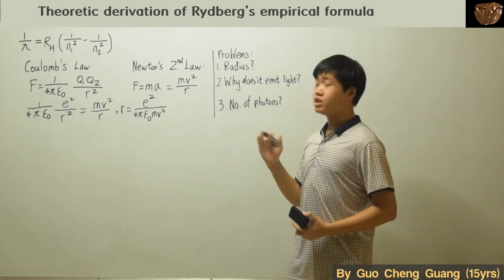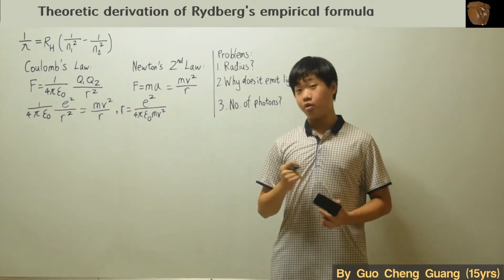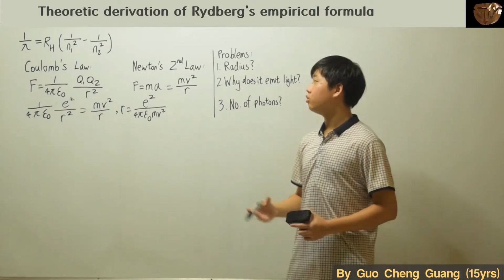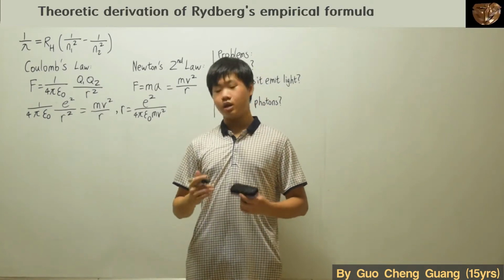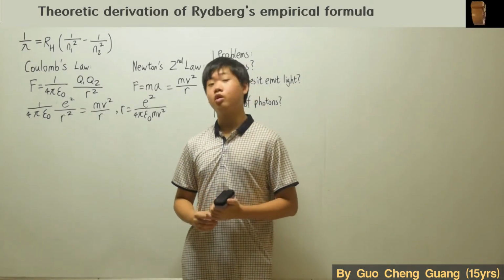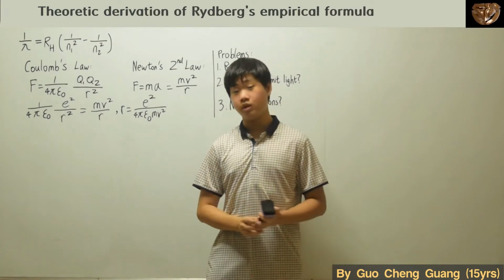Right, so we have these problems in mind. How are we going to solve them? Of course, moving on to modern physics. Now think about it again, modern physics. Who would probably be the first scientist you would be thinking of?